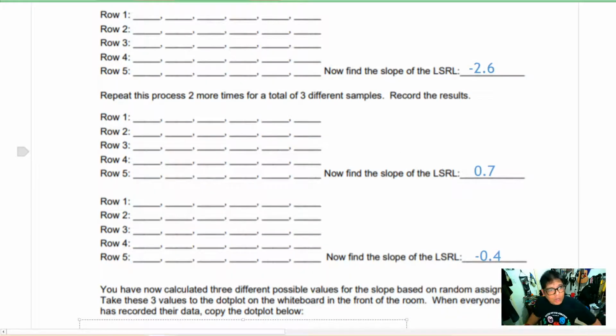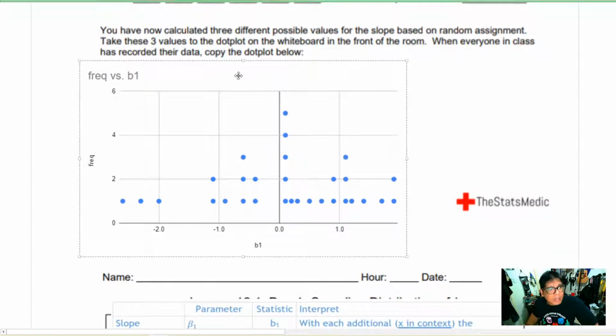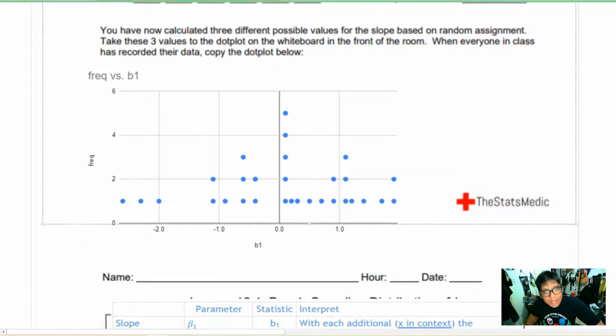Back on our chart here, I'm not going to bother writing down all the scores. If you were doing this in class, I would have you do that, but that's not as important here. Here are the different slopes, and here is our dot plot. So now you have calculated 3 different possible values for slope based on random assignment. Take these 3 values to the dot plot on the whiteboard, and when everybody has recorded their data, you're going to copy it below. Here's what it looks like for my fake class, which is just as good as a real class, maybe?